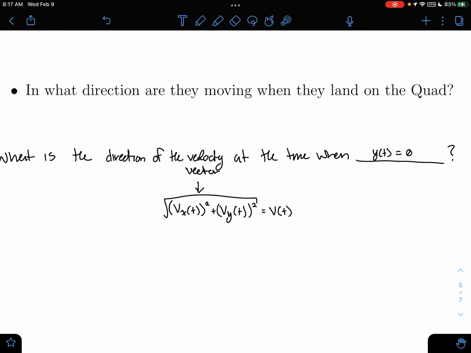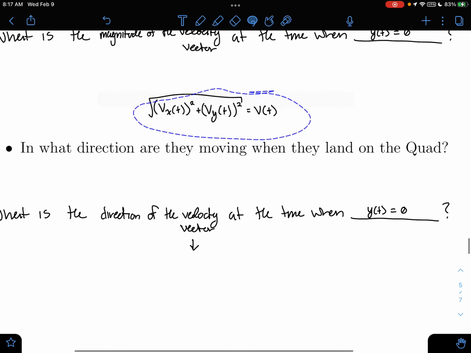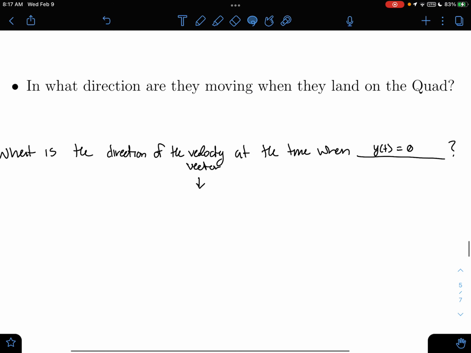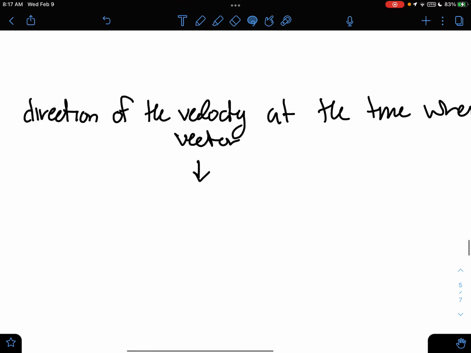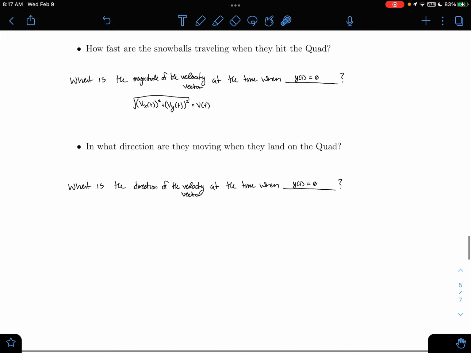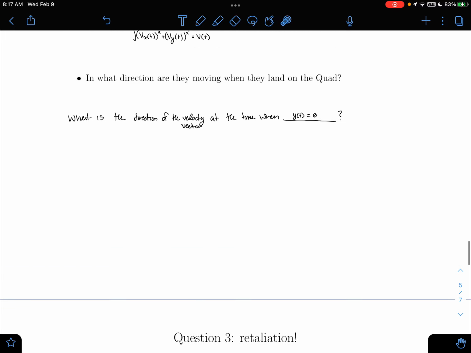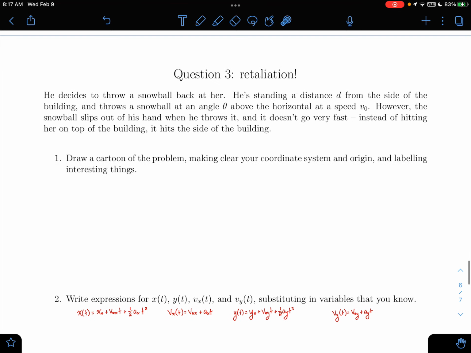We're trying to find the direction of this. This one gives us the magnitude, so this one should be up here. And our direction is going to be what angle that triangle is going to make, however you set up your triangle. Cool. That makes sense. All right.